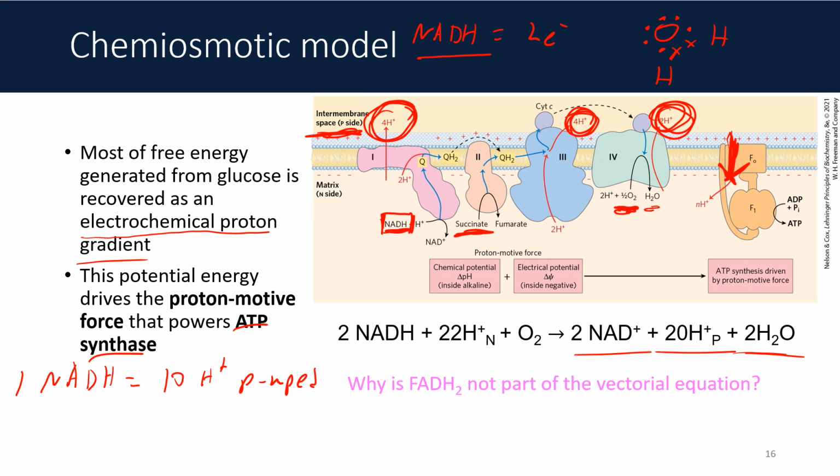Really quickly, I'm going to point out to you this question: why is FADH2 not a part of the vectorial equation? Well, there's no pumping action at complex 2. We still get money out of it in the form of 6 protons, because we get to trip up this pump at complex 3 and the pump at complex 4, it's just not worth the same.